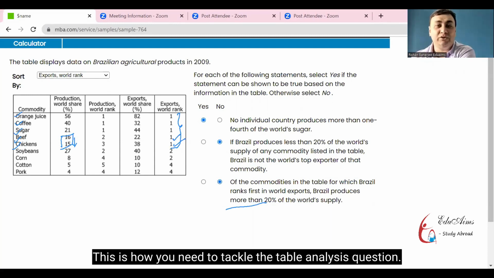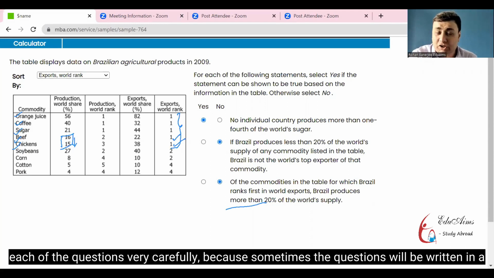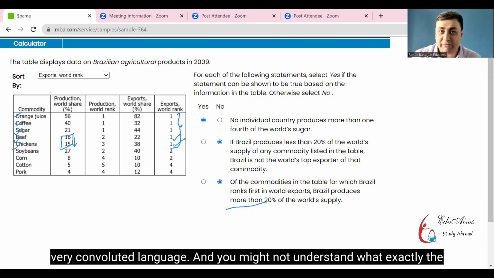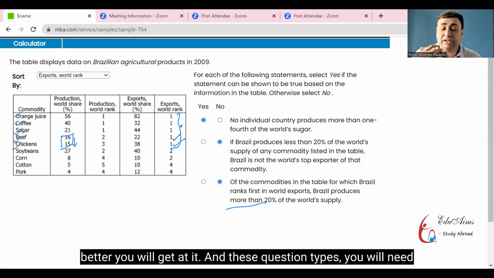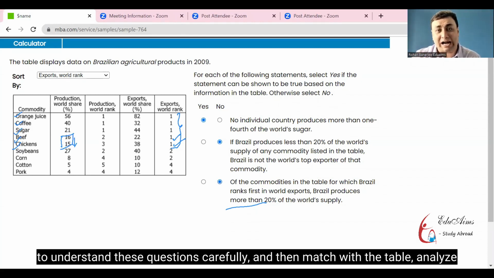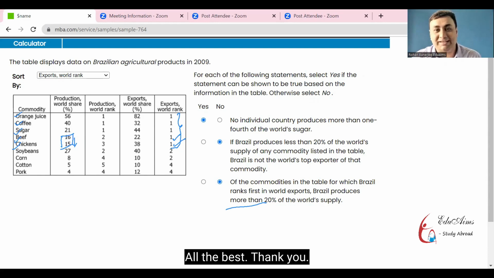This is how you need to tackle the table analysis question. A couple of points to remember: you need to understand each question very carefully, because sometimes the questions are written in very convoluted language and you might not understand what exactly the question is trying to say. The more you practice, the better you will get at it. Understand the questions carefully, match them with the table, analyze the information given in the table, and then choose the correct answer. All the best. Thank you.